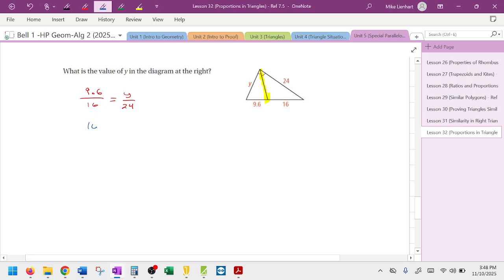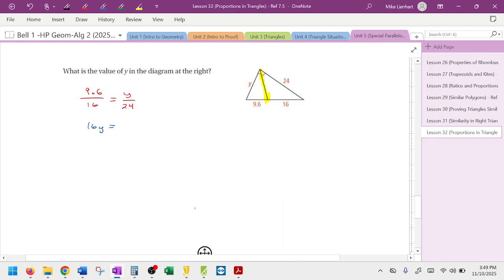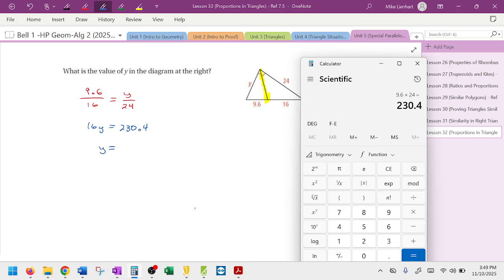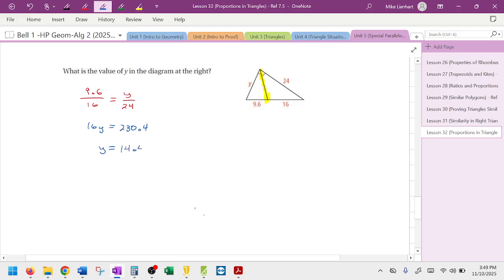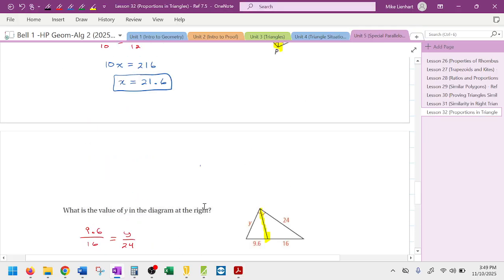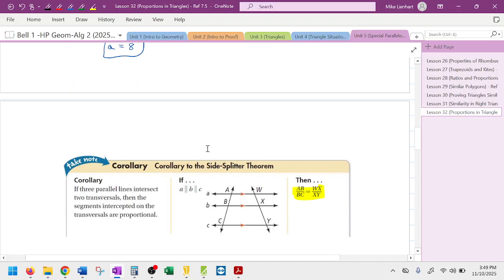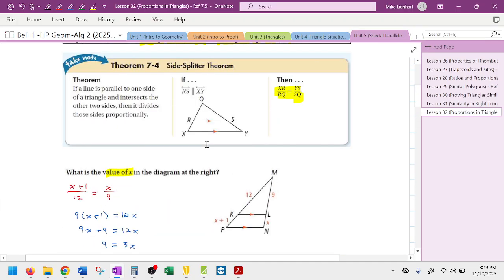If I cross multiply here, I get 16y is equal to 9.6 times 24, which would be 230.4. And if I divide to solve, I get 14.4. Again, there's no unit of measure, so I'm not worried about that. Okay? Hope this all makes sense. Let me know tomorrow in class if you have any questions about the triangle angle bisector, about 3 parallel lines cut by 2 transversals, or about the side splitter theorem.